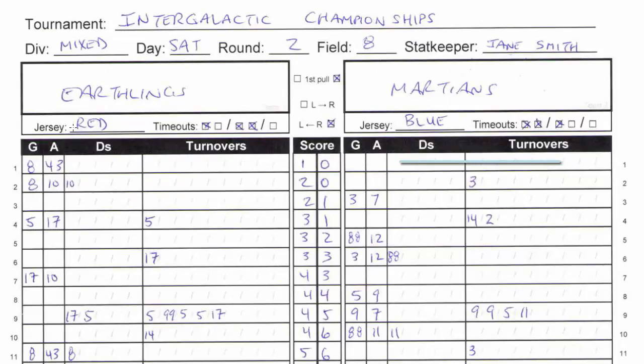Earthlings will pull to the Martians on this point. Martians receive and start moving the disc up the field. Let's pause here to talk about how best to follow the action. You may have a partner. One of you can focus on the play on the field, while the other focuses more on the stat sheet. It can help to mutter along with the play.